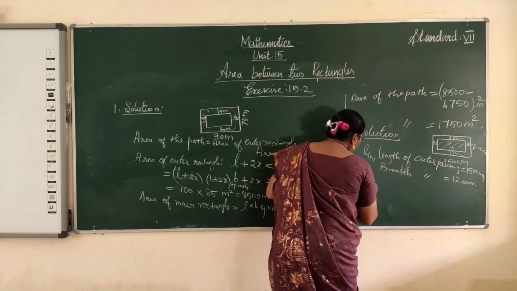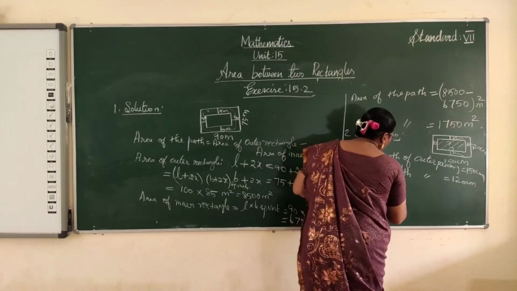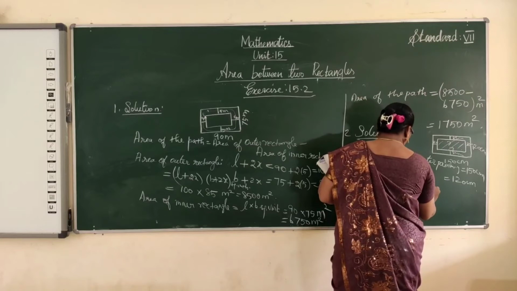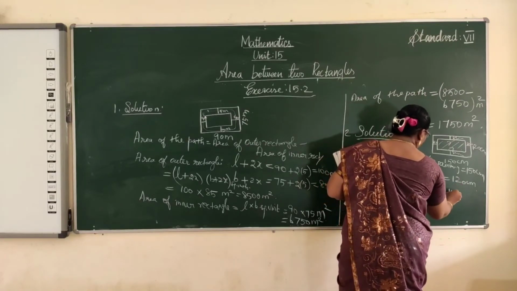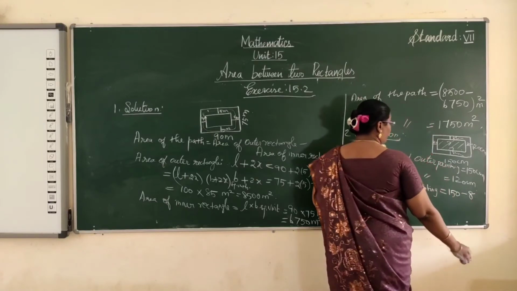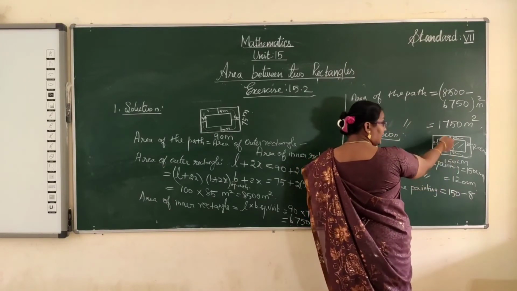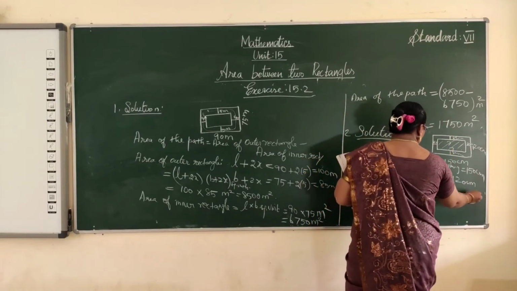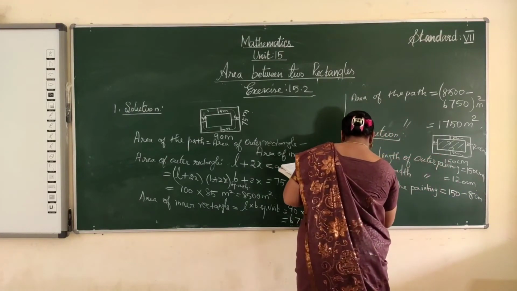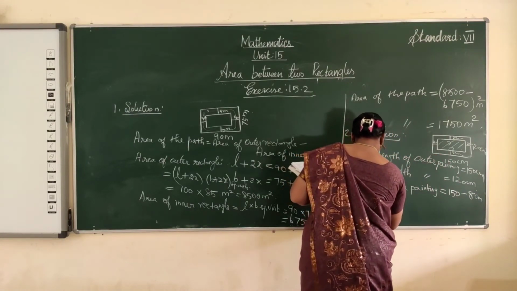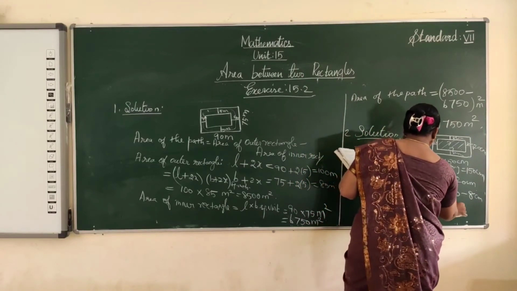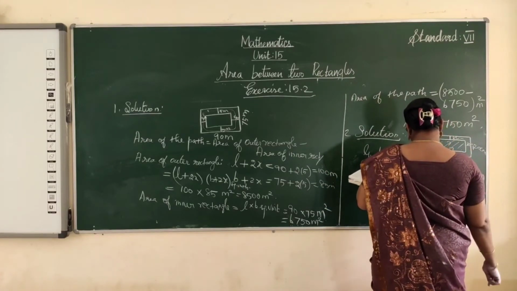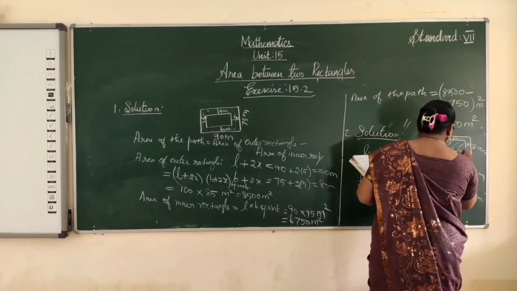So length of the painting area is equal to 150 minus 8. Why do we subtract in this place? We have to calculate the inner rectangle. Okay, so subtract this width, minus 8 centimeter. And next breadth, breadth of the painting is 120 minus 8. So here 2 times are there.